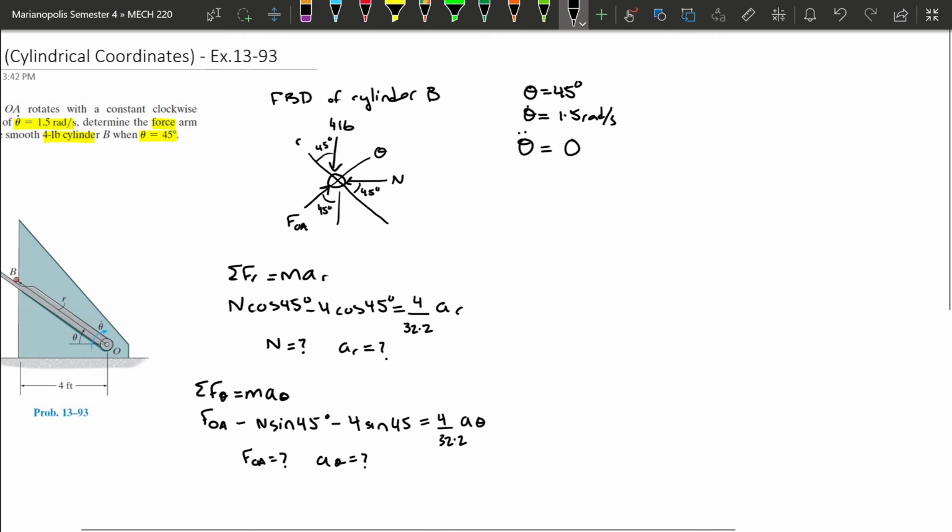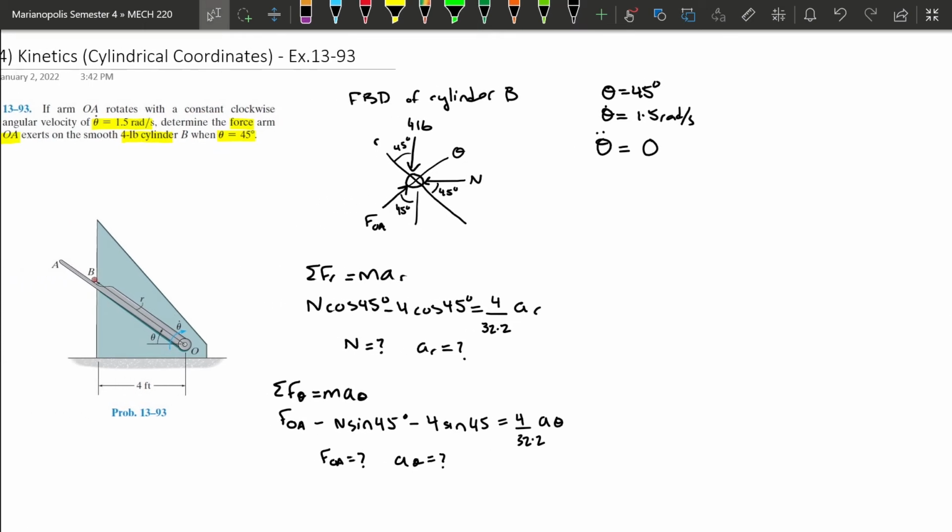And now we can get our components, right? We know R. So here I have a triangle. Basically, this is R. I know this is 45, this is 4, 45. This is my R. This is 90 degrees.